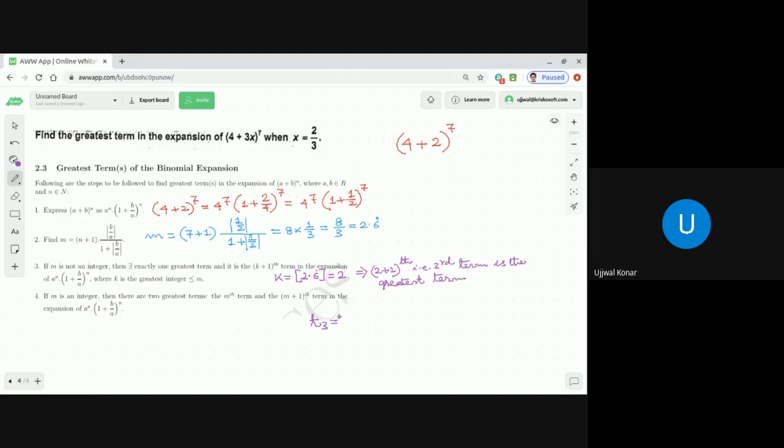T3 will be equal to 4 power 7, already there, into 7C2 into 1 by 2 power 2. That is the greatest term, whatever the value we get. Now you can simplify it and get the value, and if you simplify it, you will get something like 86016. Got it, no, dear students? That is equal to 86016. So this is the greatest term in the expansion of 4 plus 3x power 7 when x is equal to 2 by 3, which is equal to 86,016.